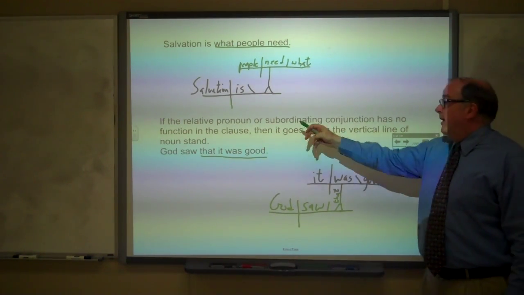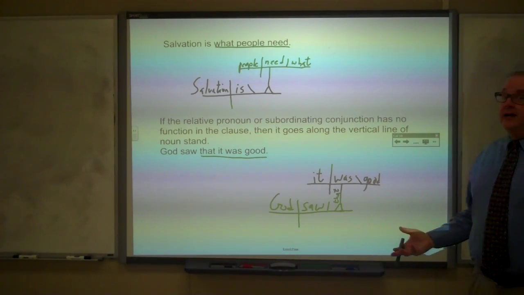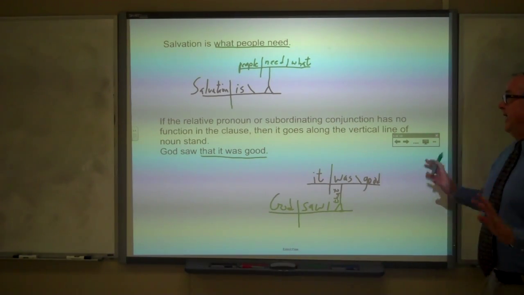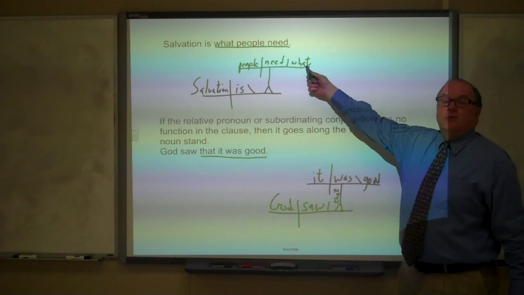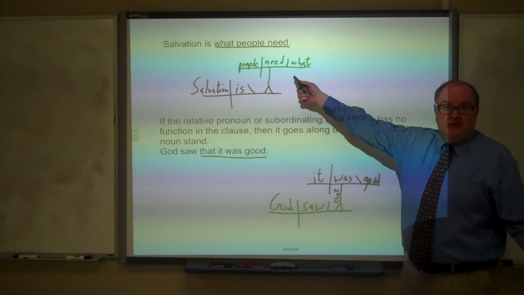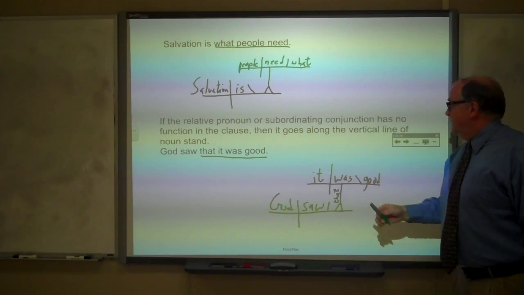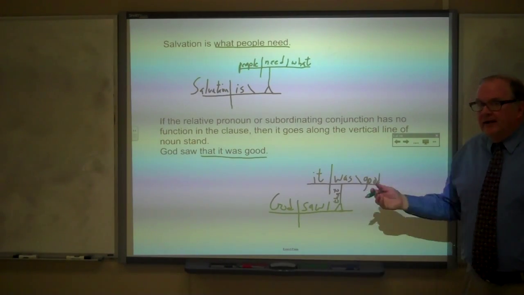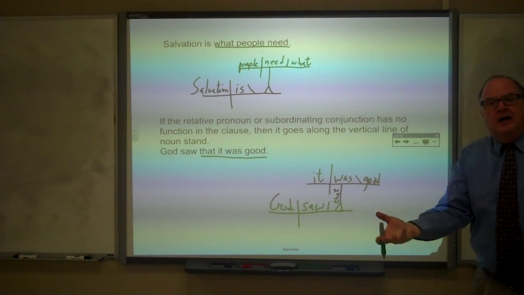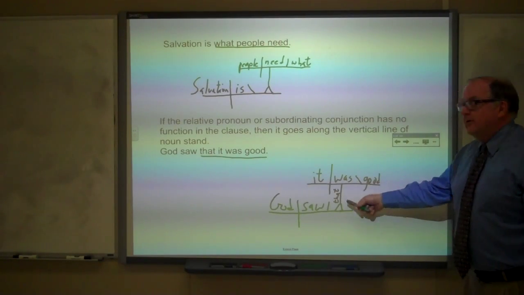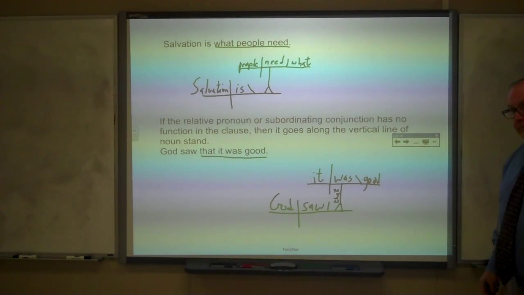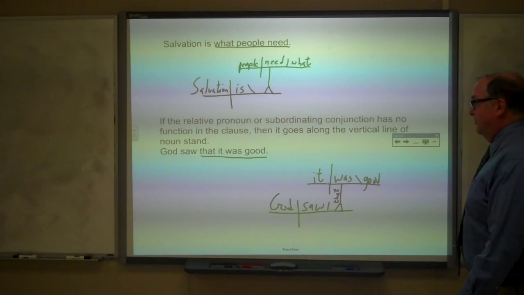So if you have a relative pronoun or a subordinating conjunction that has no function in the clause, remember, in the earlier case, what also functions in the clause. It's the direct object in the clause. But here, that doesn't do it. It introduces the clause, but that's all it does. Then it would go on the vertical part of the noun stand.